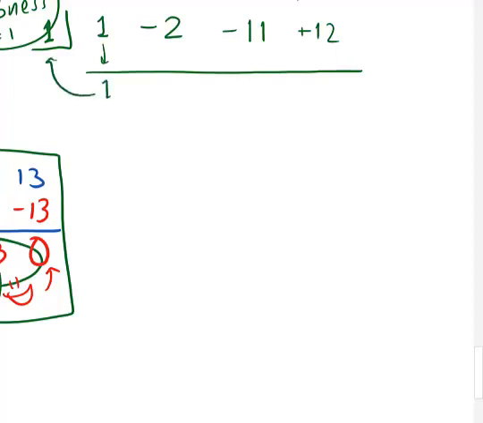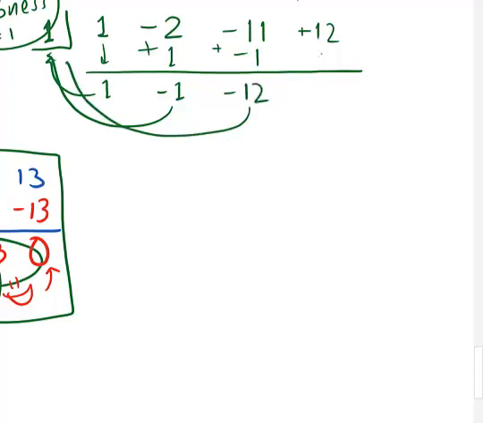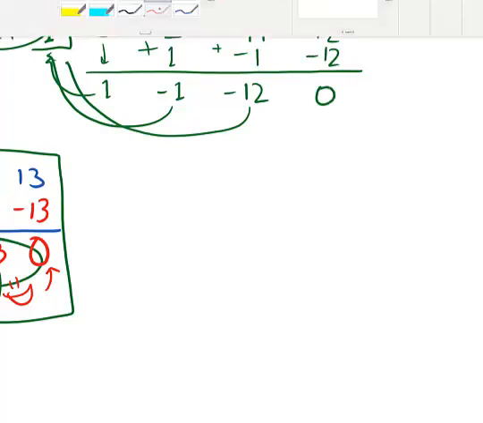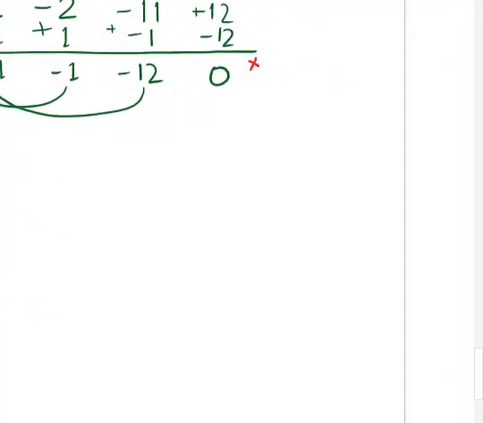Bring down this guy. That 1 multiplied by the 1 makes 1. If I add 1 and negative 2, I get negative 1. Multiply by the 1 outside, that's negative 1. We're going to get really lucky right now. If I add those together, I get negative 12, times the 1 outside is negative 12. Man, we got lucky. x equals 1 is a 0.